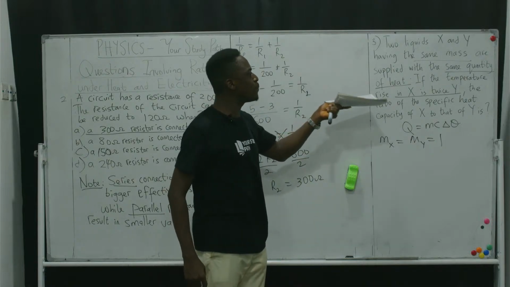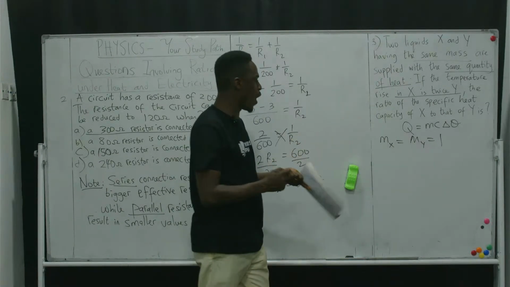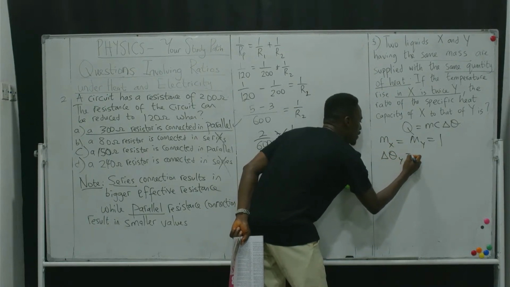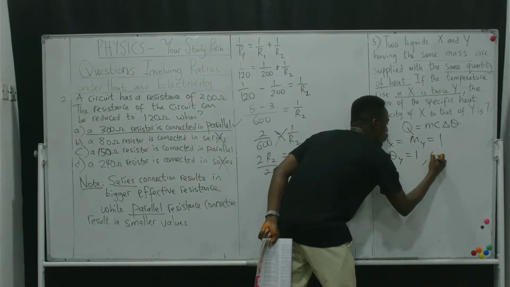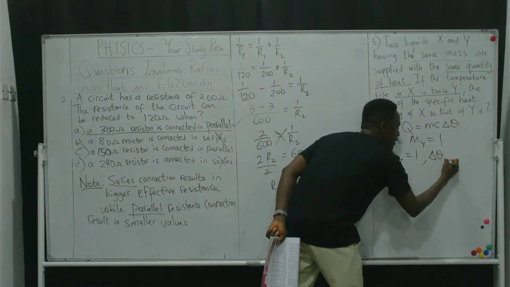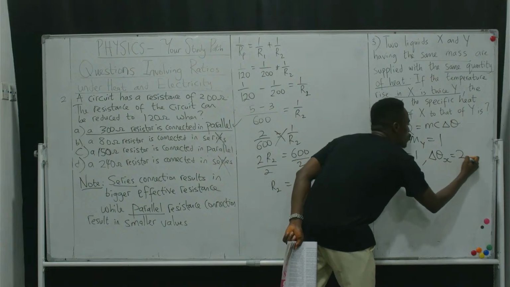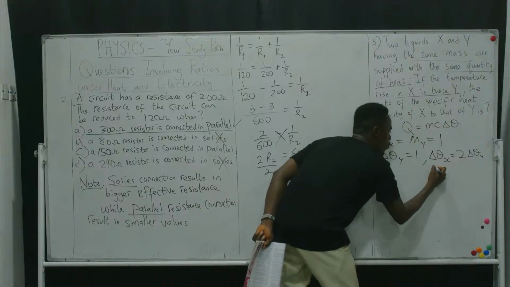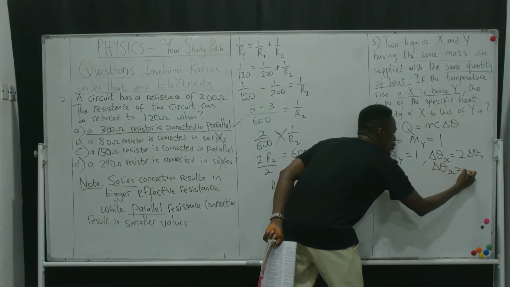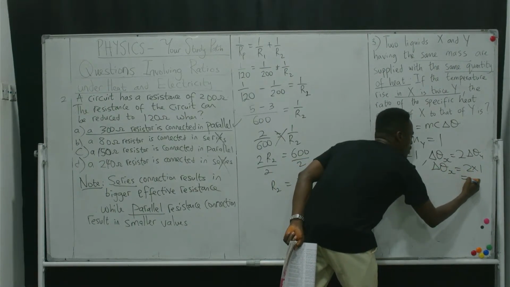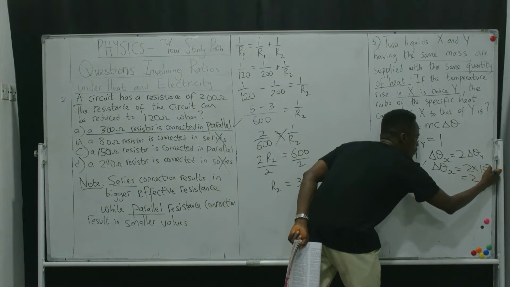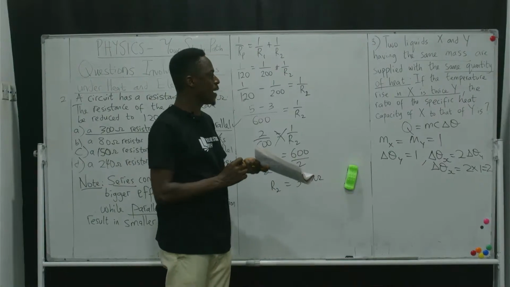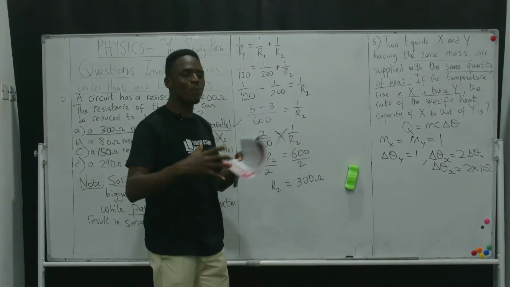We push forward. Temperature rise in X is twice that of Y. So it means that if change in theta for Y is equal to 1, then change in theta for X will be equal to 2 change in theta for Y. And I'll be working with change in theta of X equal to 2 times 1, which is equal to 2. So I'll be using 2 as the change in theta for X.